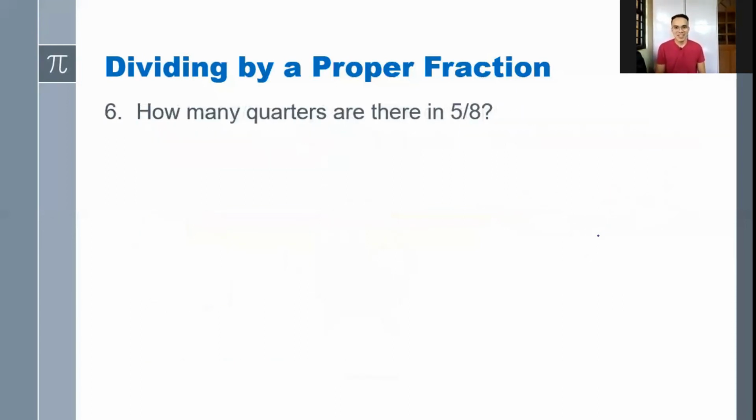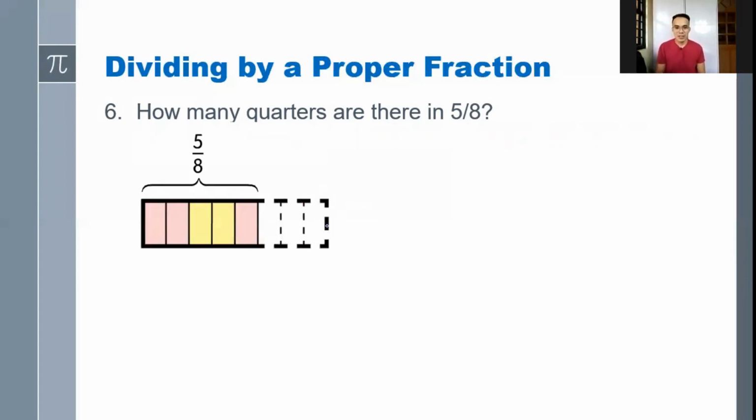Number 6. How many quarters are there in 5 over 8? I already mentioned the word quarter in my previous discussion in this video. Quarter is the same as 1/4. So we're going to look for the number of 1/4 or quarters there are in 5/8. Let's have this model first. This is 5/8. The whole is divided into 8 equal parts, and we're going to shade 5 of them.